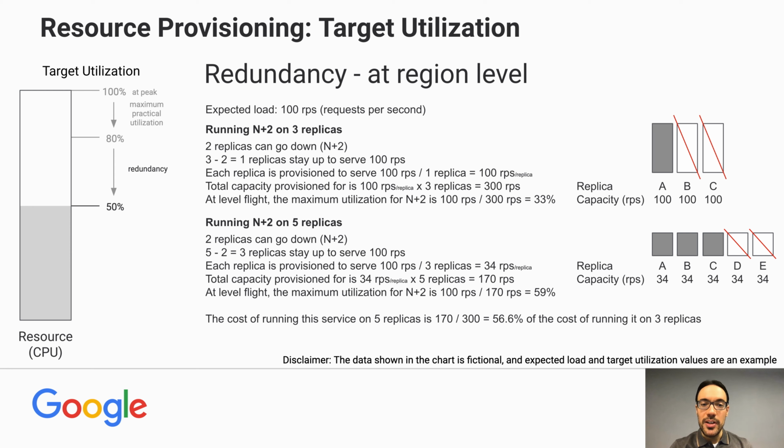The maximum CPU utilization for this setup is 100 divided by 170, that is 59%. When all replicas are healthy, they should never go above approximately 59% CPU utilization for the service to be running at n+2. Compare this with only 33% of target utilization in the 3 replica setup. So, a service with more replicas can run at higher utilization without losing on redundancy.